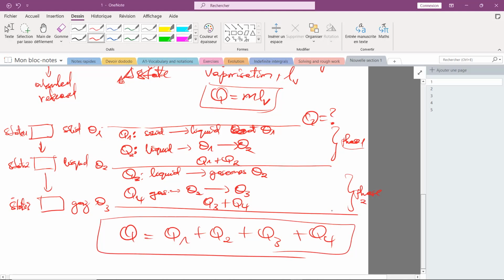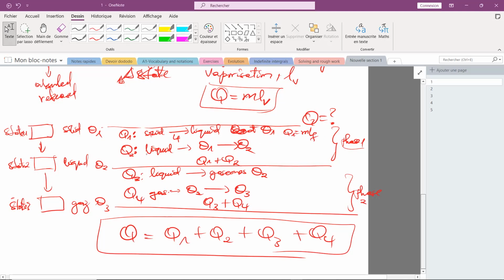There is something very important I want to mention again. How are we going to calculate this Q1? What happens here? The substance is doing what? It is changing state, from solid to liquid. So what is involved here is the latent heat of fusion. To calculate Q1, Q1 will be equal to the mass of substance times latent heat of fusion.